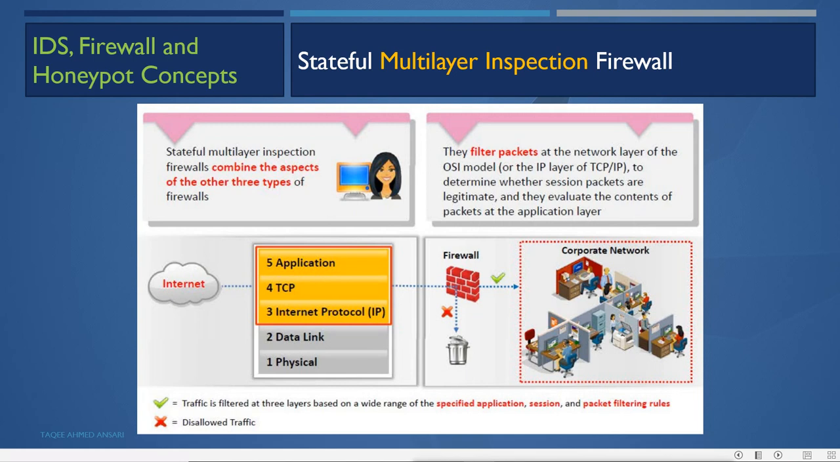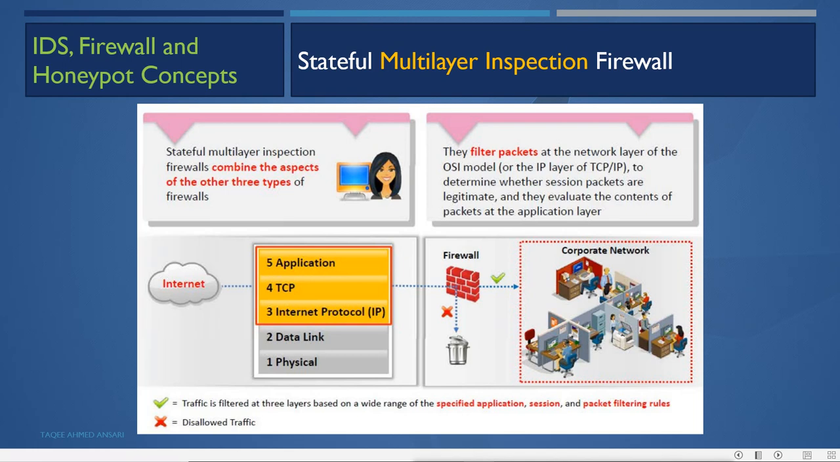Then we have the stateful multi-layer inspection firewall. Now what does this firewall do? As we saw, the packet filtering firewall only looks at individual packets. That means it only works on the network layer, checking the source and destination IP address and the port numbers. Then the circuit level firewall only checks the circuits, only checks the session establishment. And the application level firewall only works on the application layer.